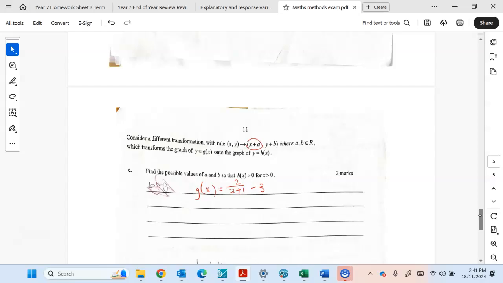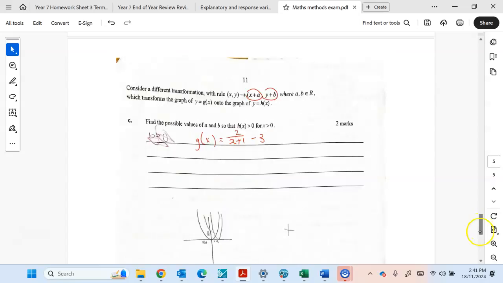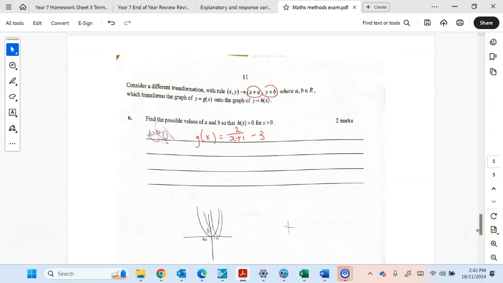All right, so what we've got here is a horizontal translation, and here we've got a vertical translation. So we want h of x to be greater than 0. So remember, h of x is, for x is greater than 0. All right. So is that the graph of that?